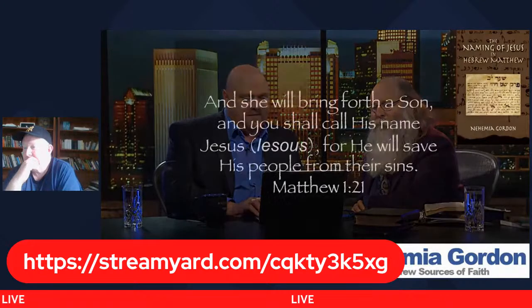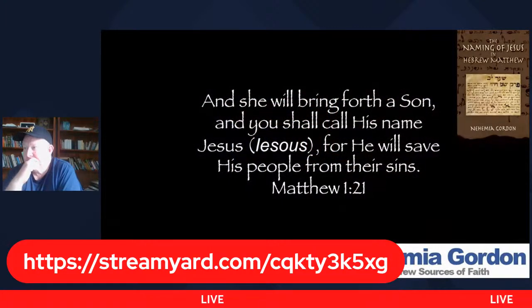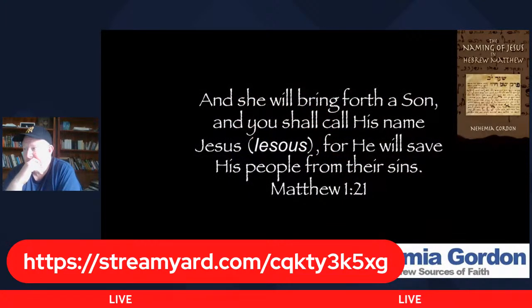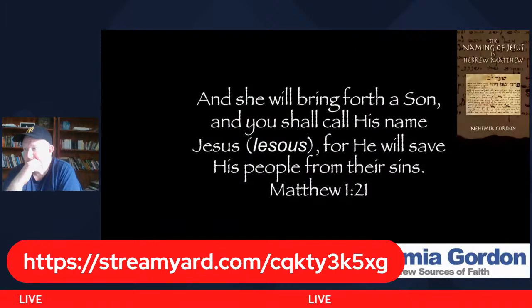It's really exciting. But anyway, Michael, I want to look at something here before we wrap up the first part. What made George Howard think that this was an original Hebrew document, not just a translation from Greek? Here we have Matthew chapter 1, and what it says in the Greek, chapter 1, verse 21, is: she'll bring forth a son, you shall call his name Jesus, for he will save his people from their sins. And it's really interesting.